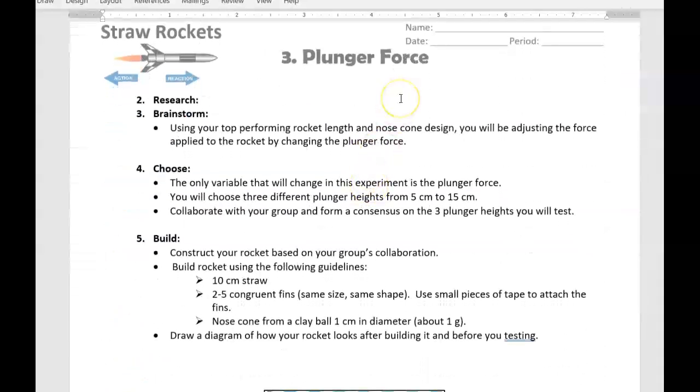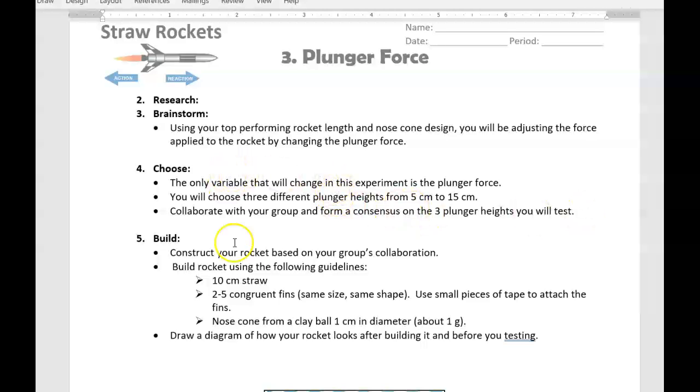Then what we're going to be doing is plunger force. So we will be testing our rockets. Again, if you are creating a rocket, you have a chance to redesign your fins so that you can try a different one. But once you start testing and collecting data, you cannot change those fins again. You have to leave them the same.